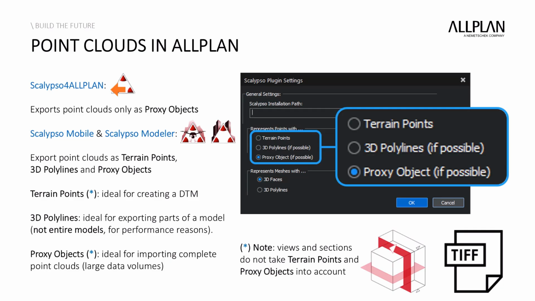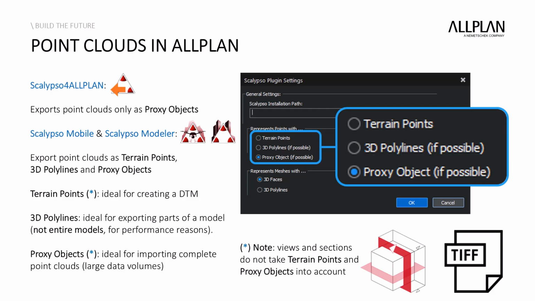Now let's take a closer look at what Calypso for Allplan does. Calypso for Allplan exports only point clouds as proxy objects into Allplan. On the other hand, Calypso Mobile and Calypso Modeler allow me to decide each time whether I want terrain points, 3D polylines, or proxy objects. When do I select one and when do I select the other? It depends. It depends on the context. Now, here I've tried to summarize the main use cases.